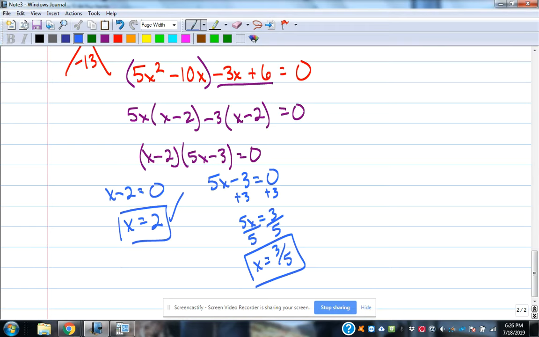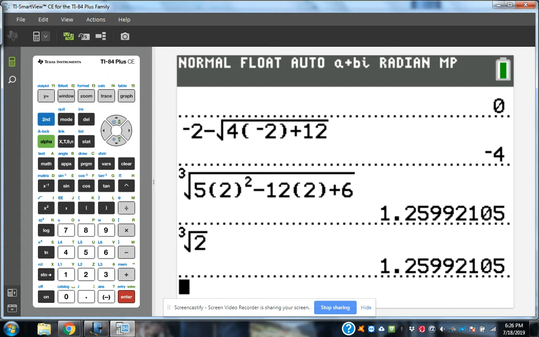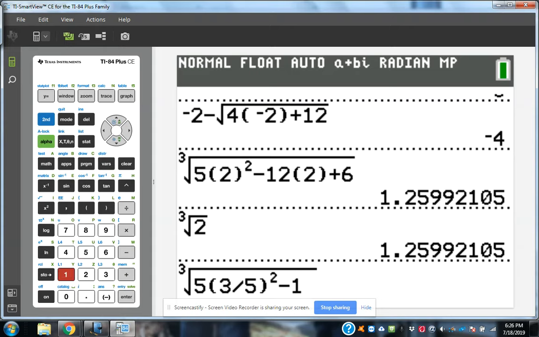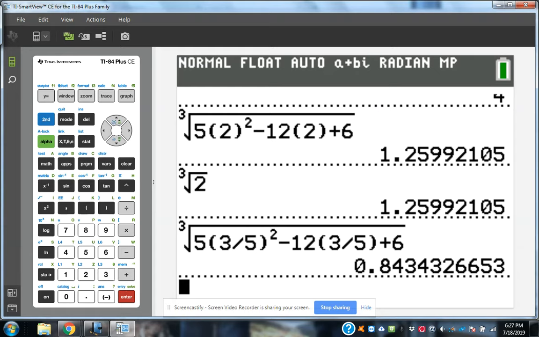All right, so then I got to plug in the 3/5, which it's already a fraction, so I know I'm probably going to get a decimal back out of that, but that's okay. I'm just checking to see if it's the same decimal on each side. So I'm going to go back and I'm going to do the cube root of 5 parentheses 3/5 squared minus 12 parentheses 3/5 plus 6, and get that 0.84 and some change out of that.